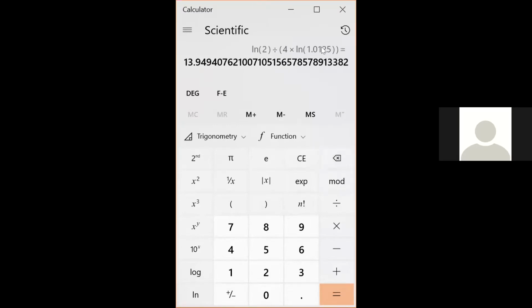So be very careful with this. Make sure that you use parentheses appropriately. If you don't have parentheses, what you'll have to do is compute the 4 times the log first, write it down, and then take log 2 and divide by that. Right? But if you just string it out in one string of characters, you'll see you get the wrong answer. Okay?